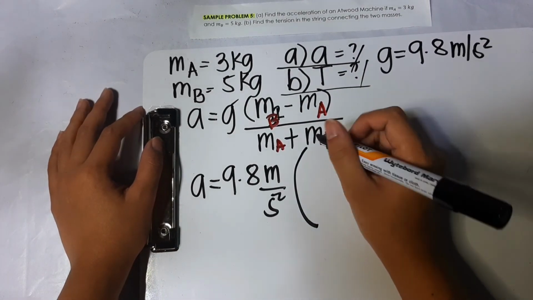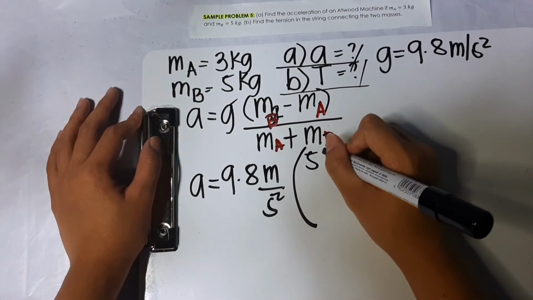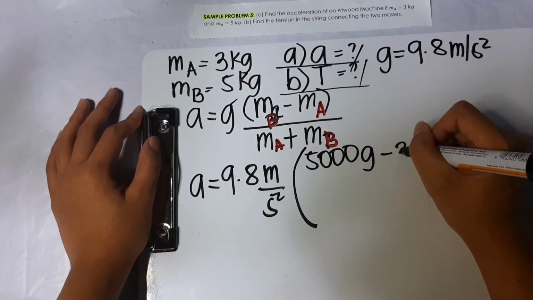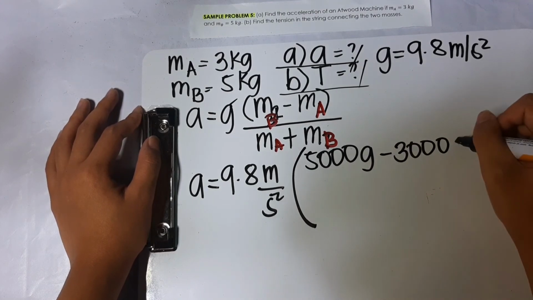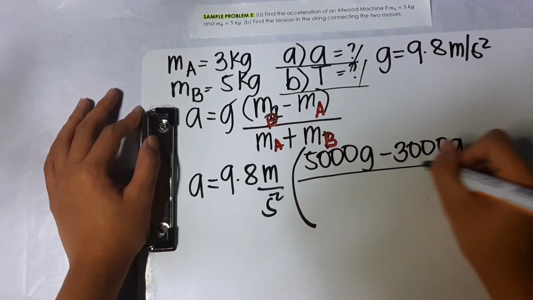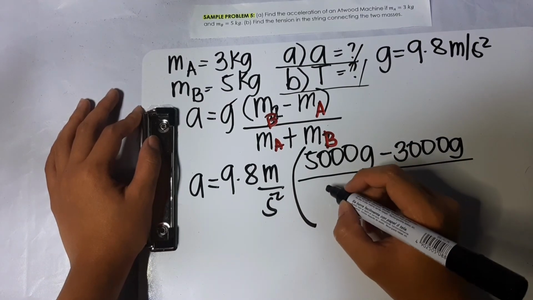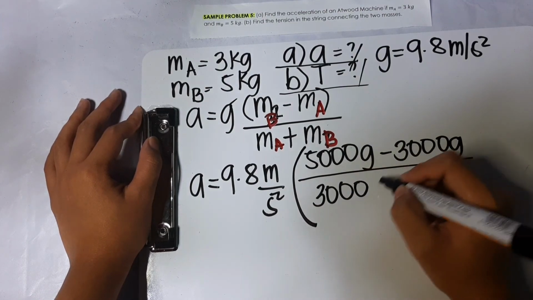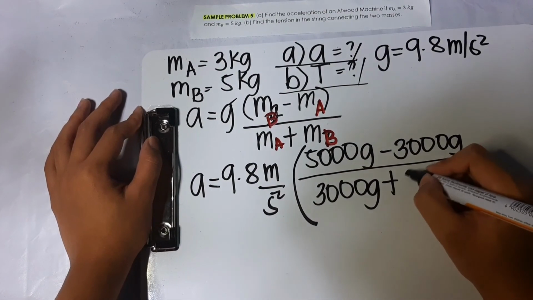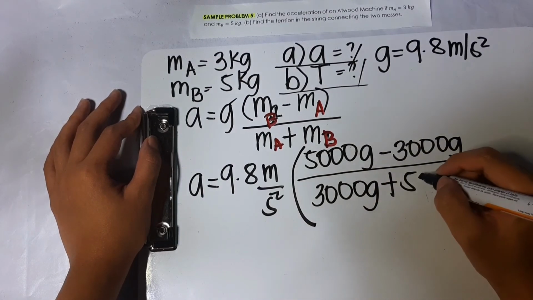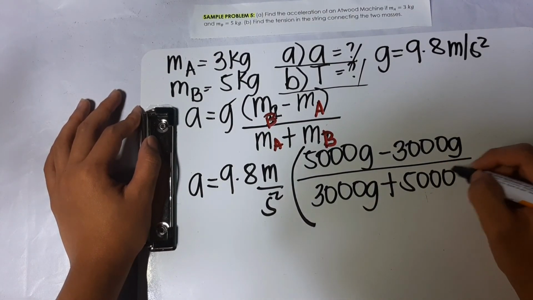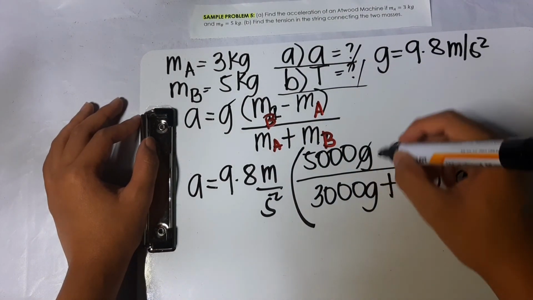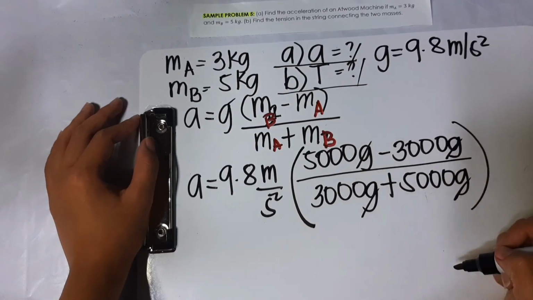So, that's 5,000 grams minus your 3,000 grams, divided by your mass A, 3,000 grams, plus 5,000 grams. That means the gram unit is already cancelled.